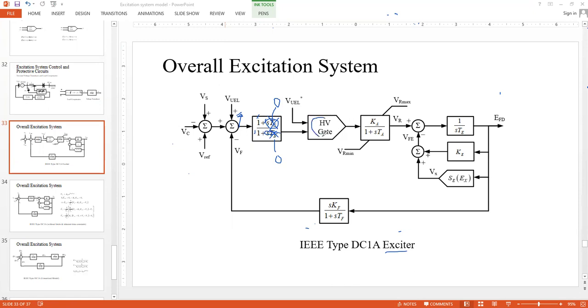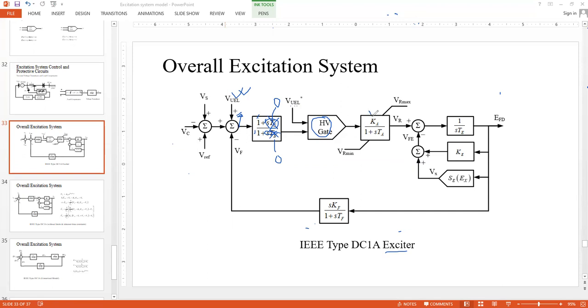This is the HV gate, whose job is to simply take the higher value. One of the inputs is the under excitation limiter. Under excitation limiter could be available here in some models, or could also be treated here. These are the alternative choices of VUEL. UEL means under excitation limiter. It is passed to the high voltage gate, so that always the higher value is taken as the output.